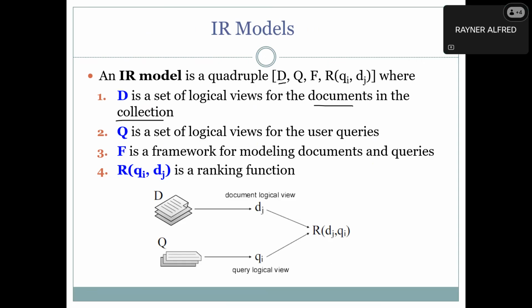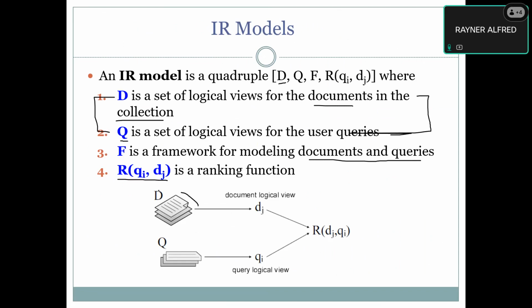At the same time, we also have the query. The query is similar to D. They must have the same logical view, otherwise we cannot compare. So we must have 2 parts: the first one is the document, the second one is the query. And F is a framework for modeling document and query. So how do we put these 2 together so that we can quantify the similarity between the document and the query? And the last one is the ranking function.